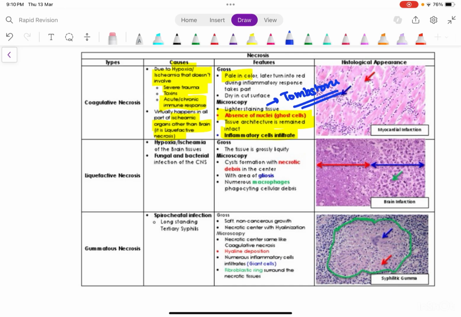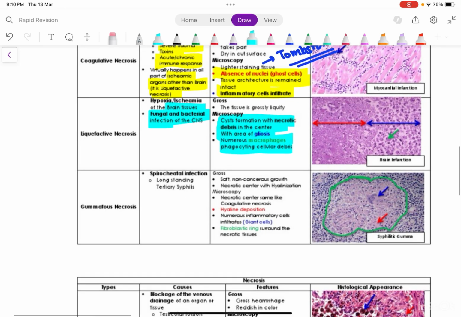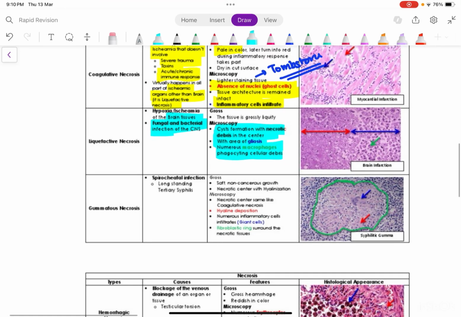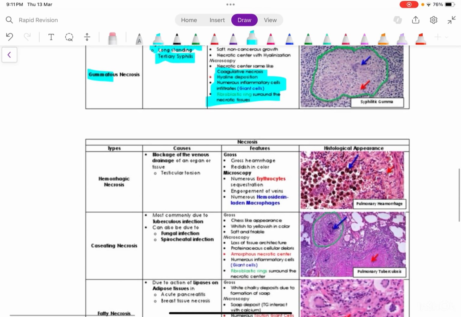Okay, then liquefactive necrosis, same thing, but it occurs in brain and due to fungal infections. In this, numerous macrophages, necrotic debris, gliosis. Gummatous necrosis, this is due to spirochetes. So this is basically tertiary syphilis, right? Gumma. So in this also we have coagulative necrosis, hyaline deposition, giant cells, fibroblastic ring, and so on.